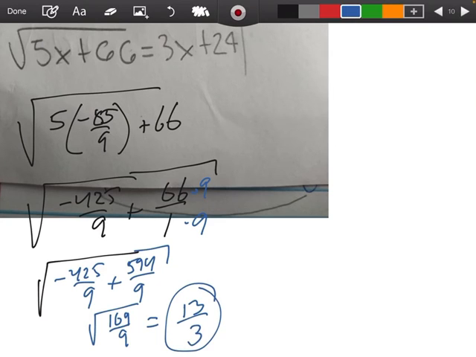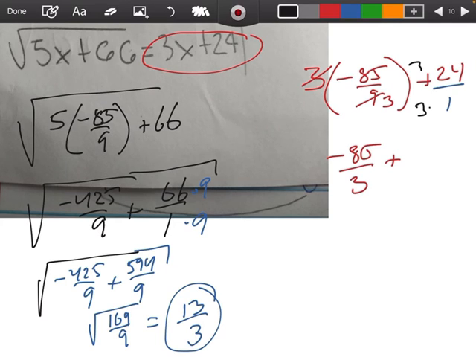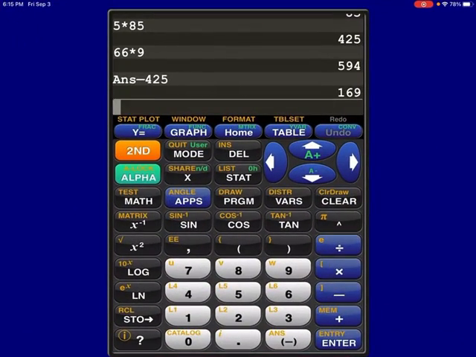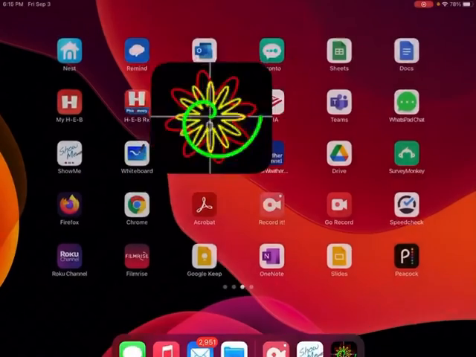Now, we still got to check this side. So I'm going to take 3 times negative 85 over 9 plus 24. Well, this 3 and that 9 are going to reduce. So now I have negative 85 over 3 plus, I'm going to think of this 24 as 24 over 1. I need to get a common denominator, so I've got to multiply the bottom one by 3 and the top one by 3. So that's a 3 there. What's 3 times 24? Who knows? Oops. 3 times 24. 72. Okay. So this is a 72.